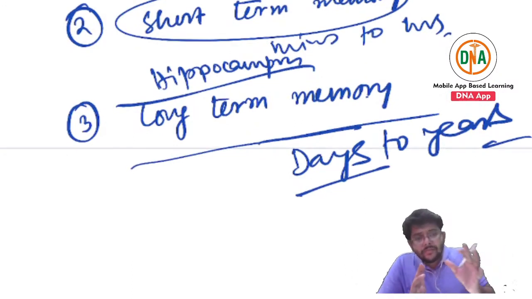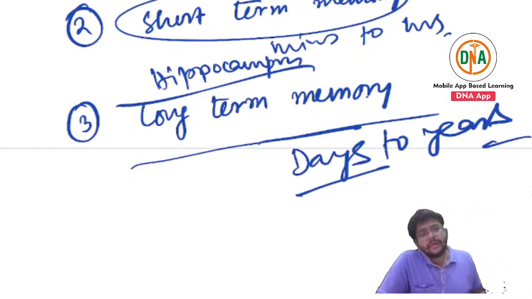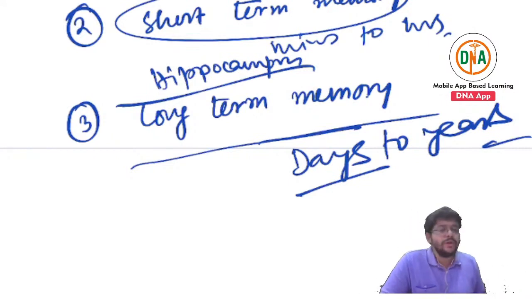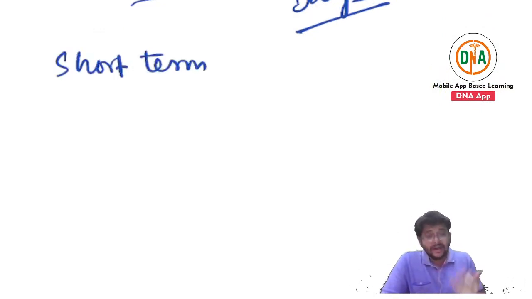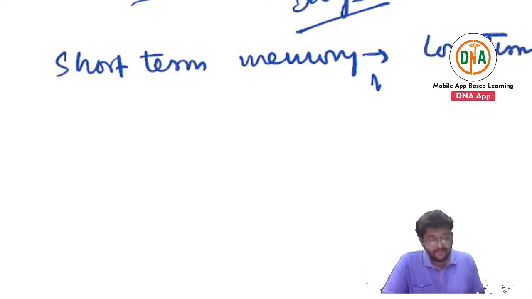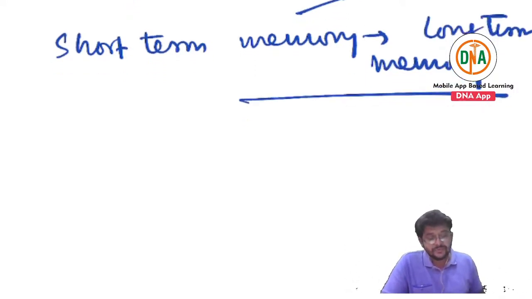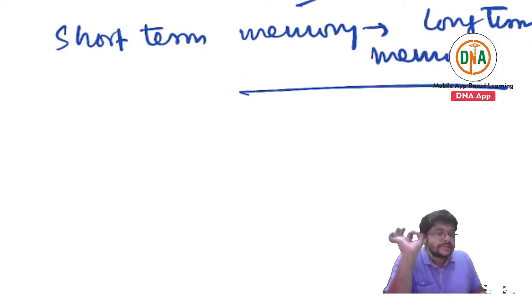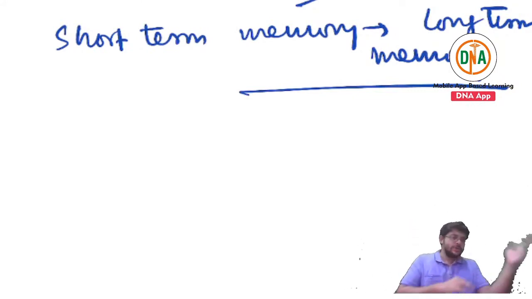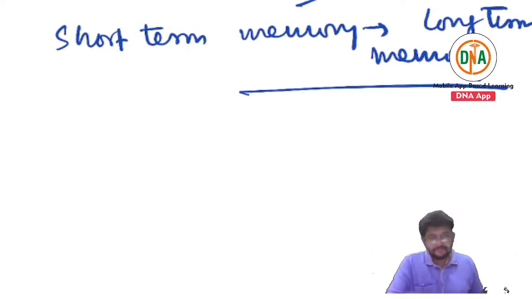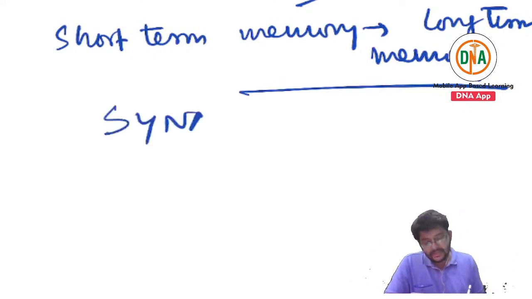Okay, so a very important thing over here is how we can convert short-term memory to long-term memory. That's the important thing, and this is also the lifeline for us medicos. We have to know how we can convert short-term memory to long-term memory. Everything depends on this. Everything. How can we do this? See, this process of condensation of memory and conversion of short-term into long-term is known as synaptic plasticity.